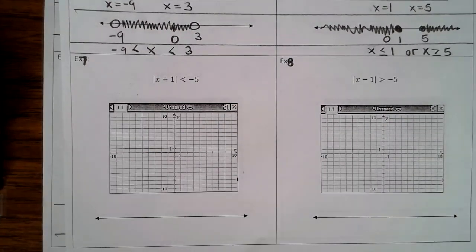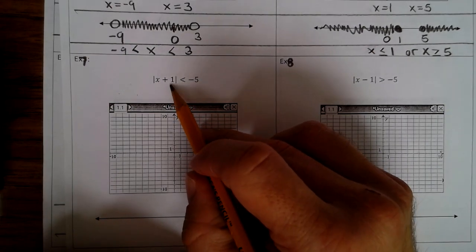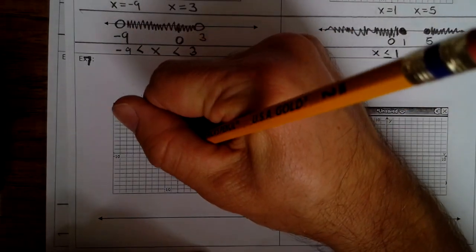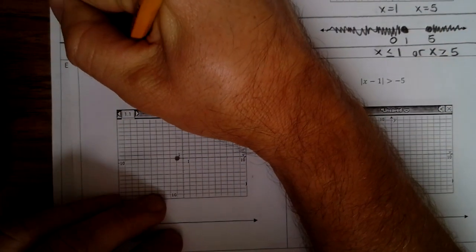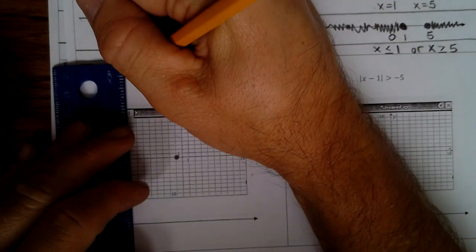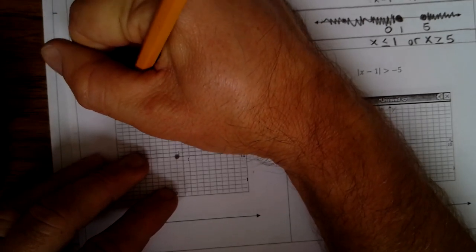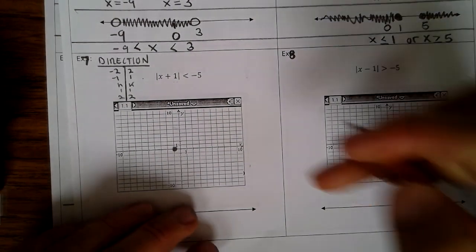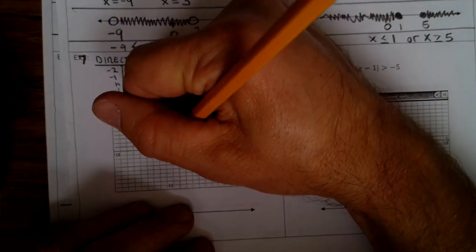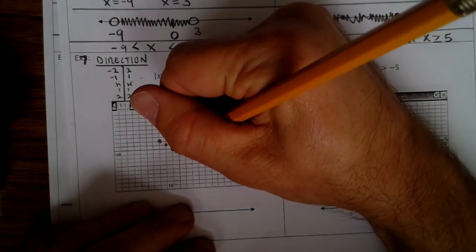All right, so step 1, isolate the absolute value, so it's isolated. Now we graph by direction, so we move the vertex. Plus 1 means we go left 1. Now we graph by direction. Okay, so we know directions are -2, 2, -1, 1, h, k, 1, 1, 2, 2. So from here we go left 2 up 2, left 1 up 1, right 1 up 1, right 2 up 2.